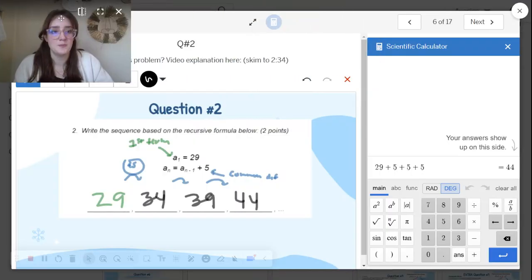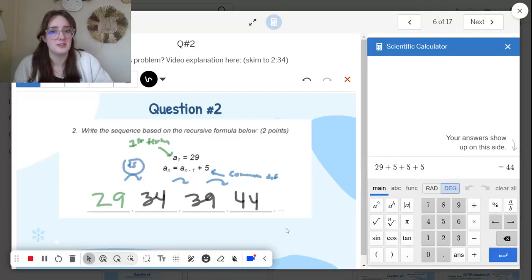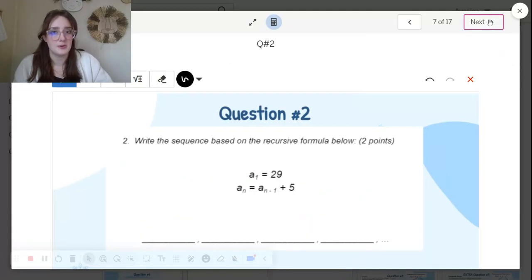All right, so that was question 2. Recursive, first term, boom, bunny hops, adding the common difference. All right, let's move on to question number 3.